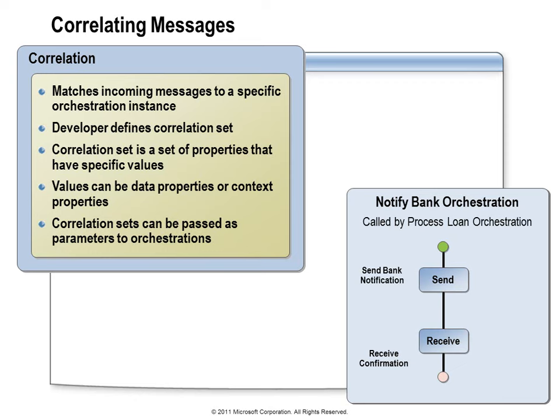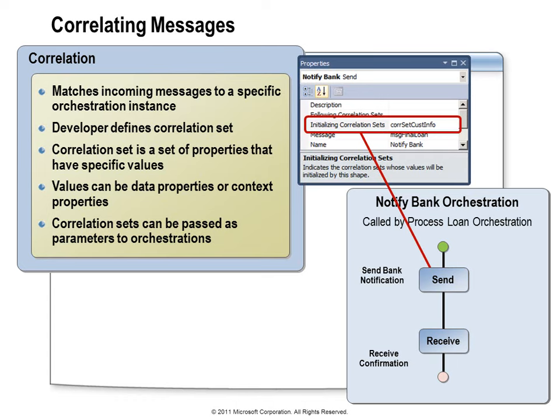So to make that work, you'll have to define the correlation type and then the correlation set variable. And the thing you need to do to the send and receive shapes is configure the send shape to be initializing that correlation set variable. In other words, populate that variable with the values, the customer number and the loan reference number, so that the orchestration has the information it needs to set up this instance subscription.